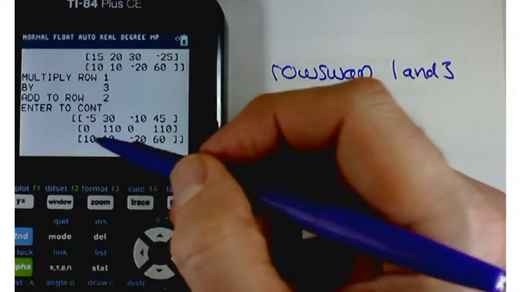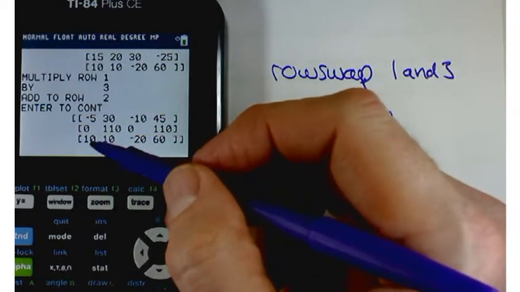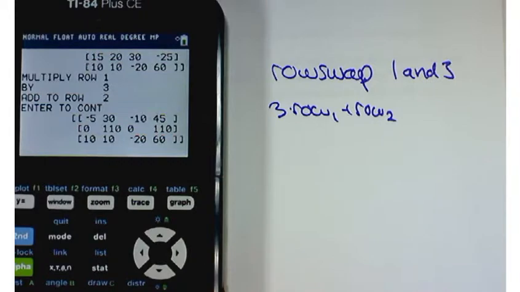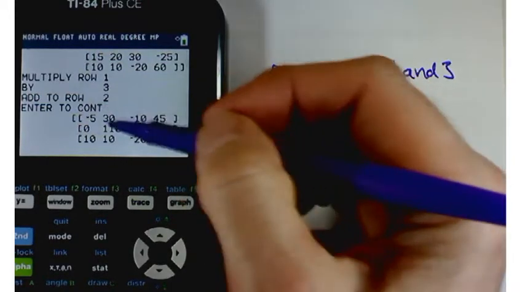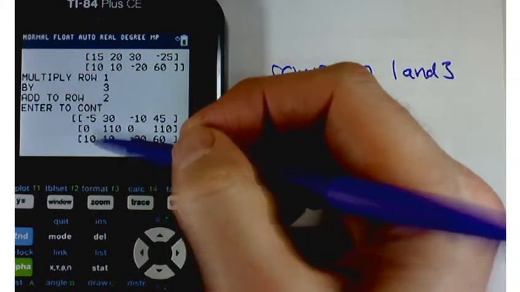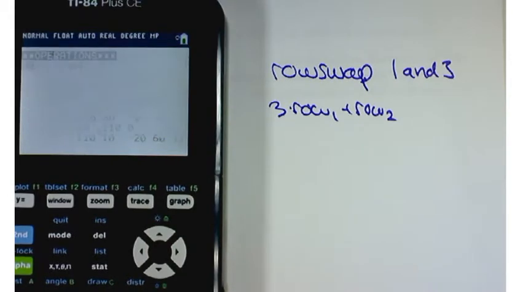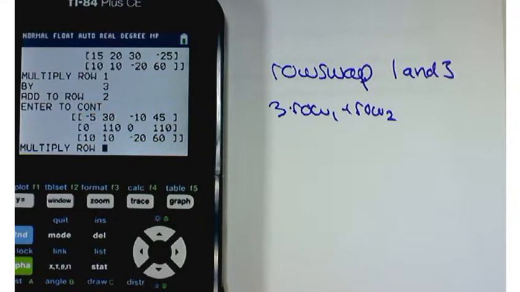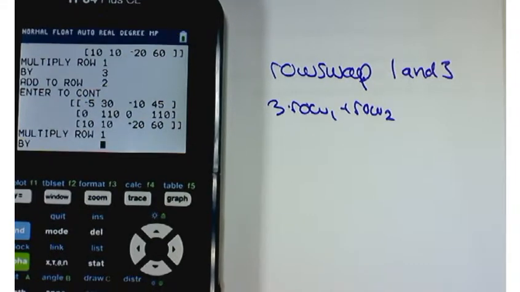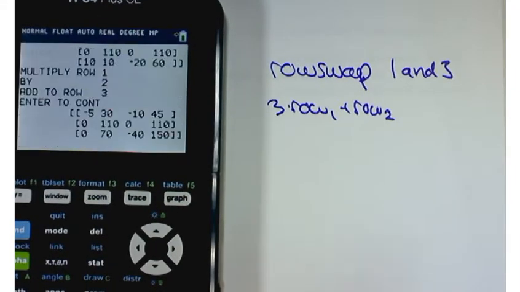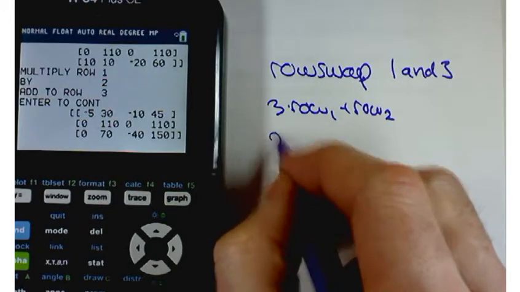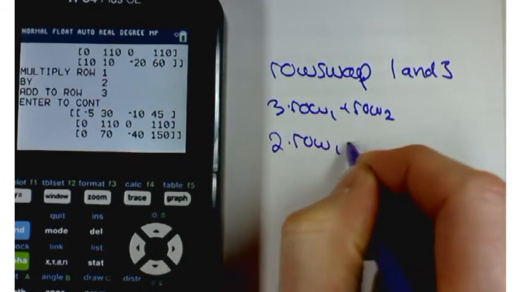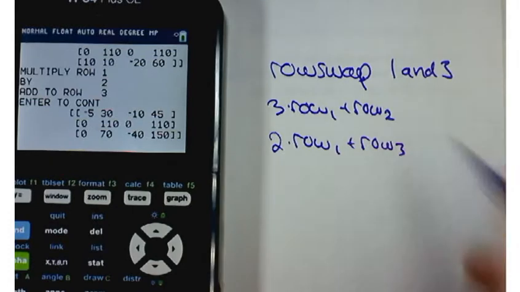Let's get a 0 here. Perfect. Multiply the first row by 2 and add it to row 3. So go back here, multiply row 1 by 2, add it to 3. So 2 times row 1 added to row 3. All right, that's looking better.